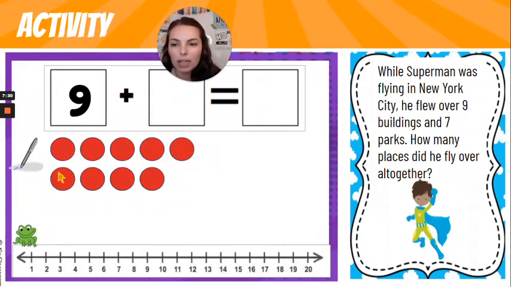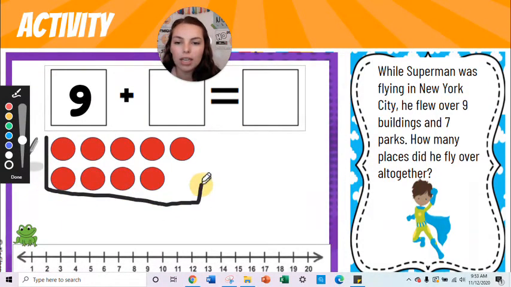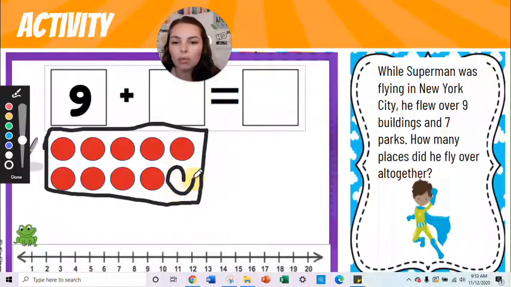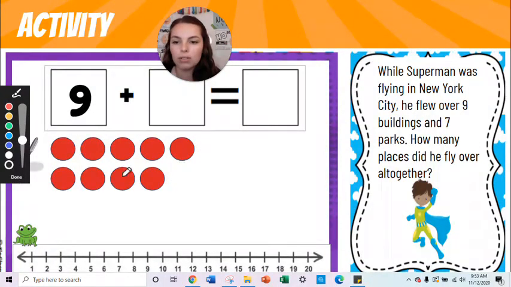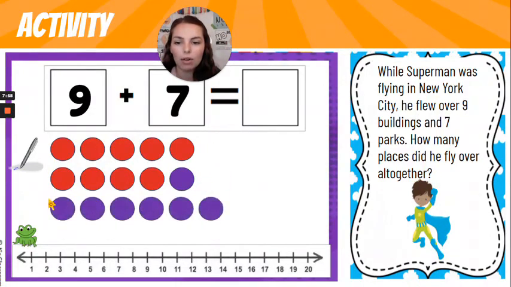And the reason I drew my dots like this is because, again, I want to try to make a group of 10. If I were drawing a 10 frame box, I can see that 9, that means I just need one more to make a group of 10. So let me use my other numbers to make that group of 10. 9 plus 7. So I'm going to put this dot here to make 10. And then I'm going to draw the rest of the dots. So here's 1, 2, 3, 4, 5, 6, 7 other dots, which is 7 parks.